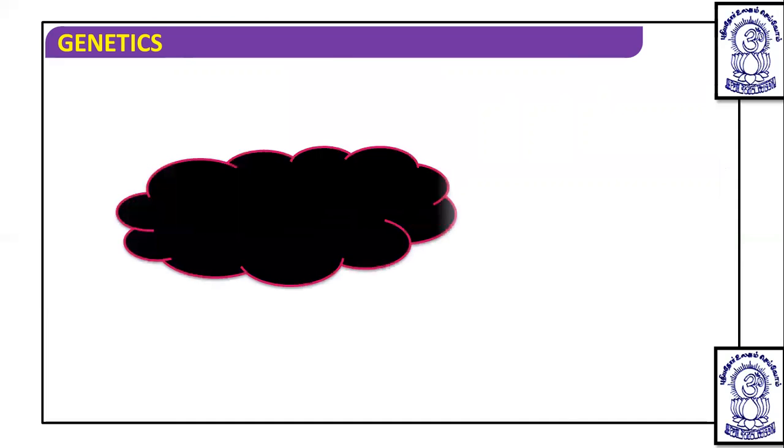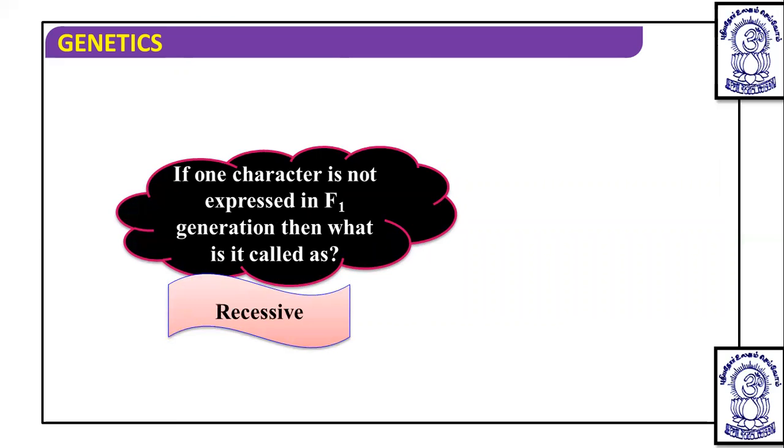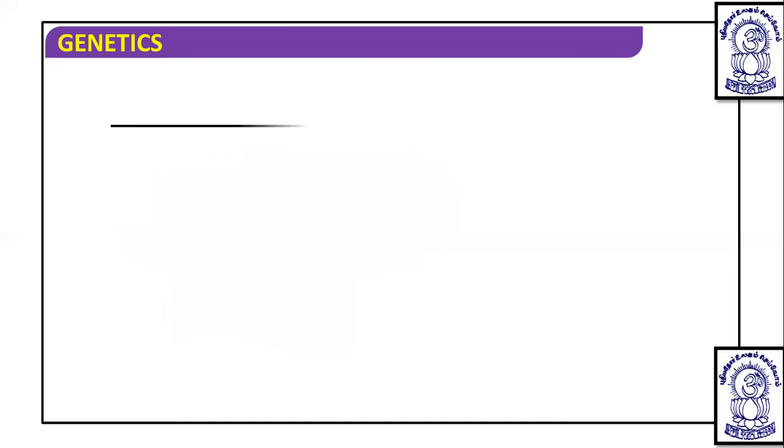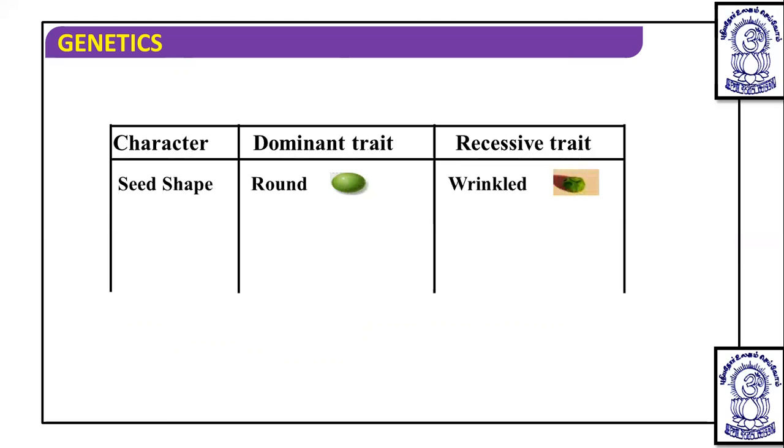Okay. So if a character is not expressed in the F1 generation, then it is called recessive. Whatever character trait is not expressed in the F1 is recessive, and that which gets expressed is dominant. So we have already understood this tallness and dwarfness. Other characters are also like this.